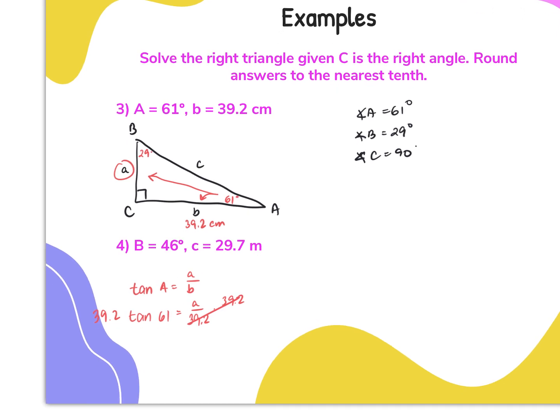So I'll find the tangent of 61 degrees, and I'll multiply that by 39.2. And I'm going to get that little a equals 70.718, which again, I'm rounding to the nearest tenth, so it's 70.7, and it's centimeters. So I come over to here, again, I'm looking for little a, little b, and little c. Little b was given to us, right? Little a I just found, 70.7 centimeters, and now I need to find little c, right?